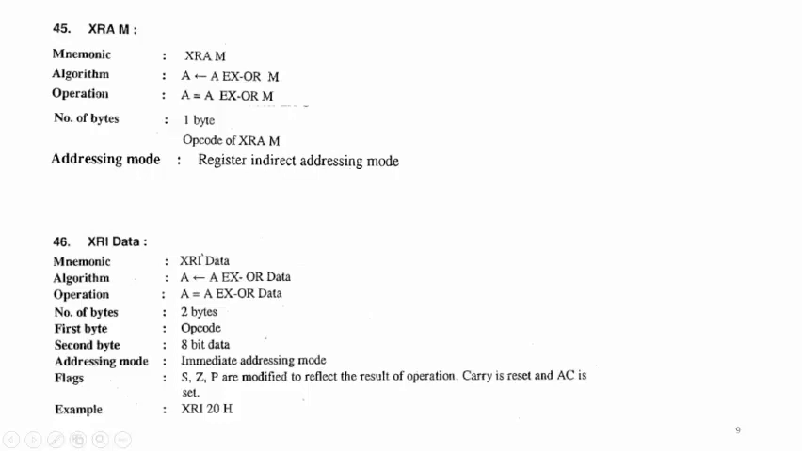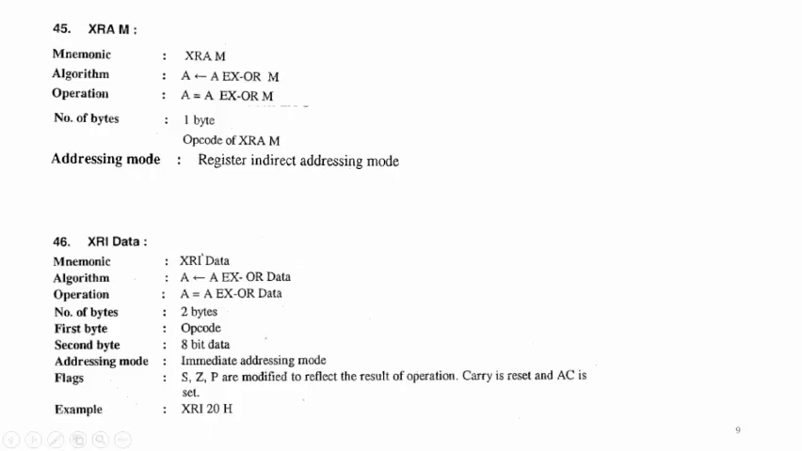Next instruction is XRI 8-bit data. XOR immediate. So XRI indicates XORing operation, but immediate operation, immediate addressing mode. So accumulator content gets XORed with 8-bit immediate data, and as the 8-bit immediate data, you will find in the operand field, the size of the instruction is 2 byte, 1 byte opcode and 1 more byte for 8-bit immediate data. So total size of the instruction is 2 byte.